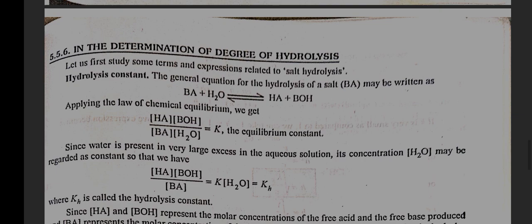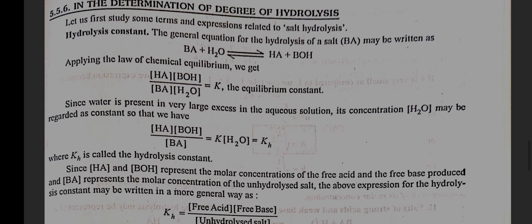In the determination of degree of hydrolysis, let us first study some terms and expressions related to salt hydrolysis. Hydrolysis constant. The general equation for the hydrolysis of a salt BA may be written as BA plus H2O tends to HA plus BOH. Applying the law of chemical equilibrium, we get HA into BOH divided by BA into H2O is equal to K, that is the equilibrium constant.